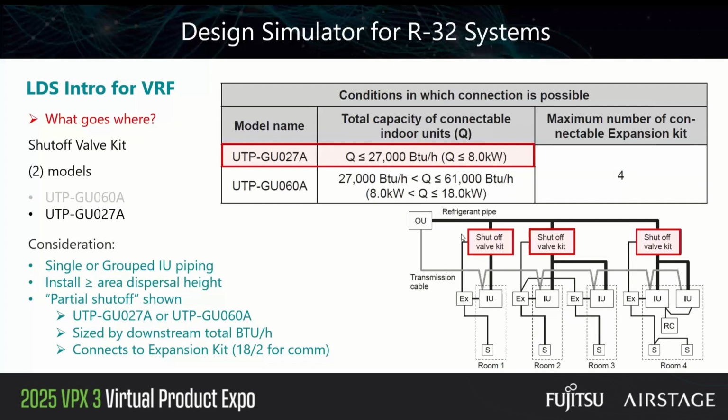It's downstream, sized based upon downstream connected capacity, but what we can do is use it in a single or grouped indoor unit application. Here we see 2 indoor units that are piped together, and then we see 2 indoor units that are piped together but form a single remote control group. So we use these 2 for one zone, whereas these 2 are piped together but serving 2 different zones. Either way, the shutoff valve kit will be used for this application.